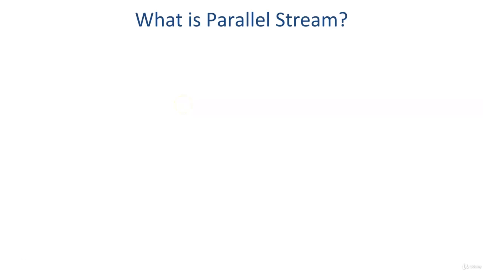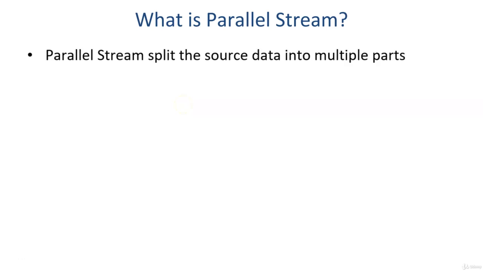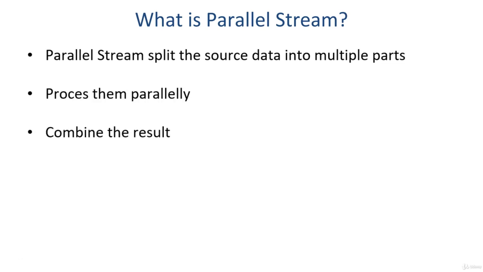So what is a parallel stream? A parallel stream splits the source data into multiple parts, processes them in parallel, combines the results, and outputs them.